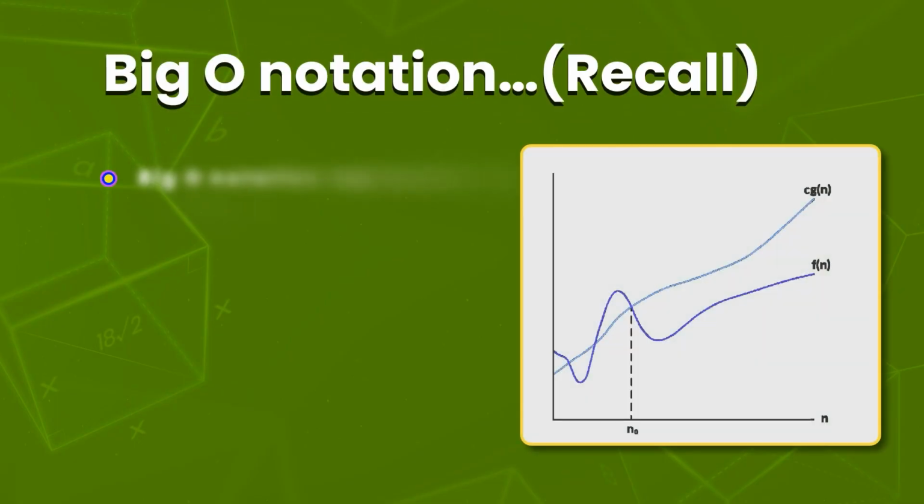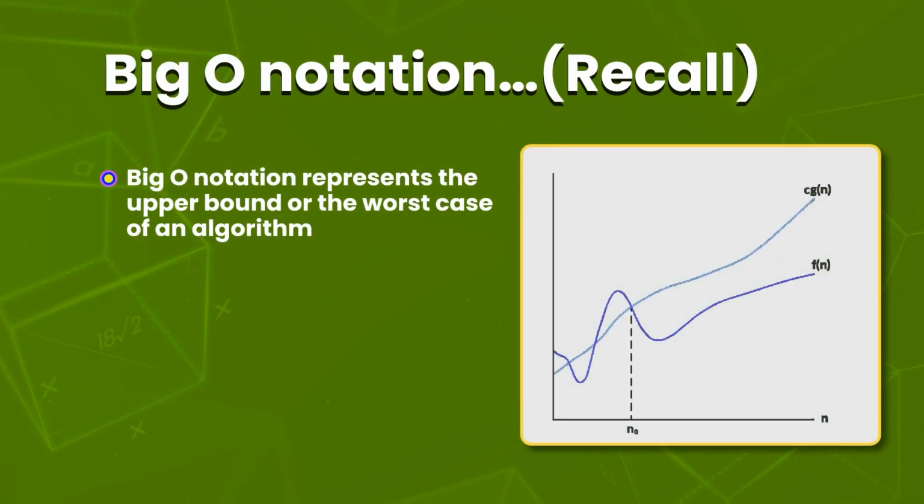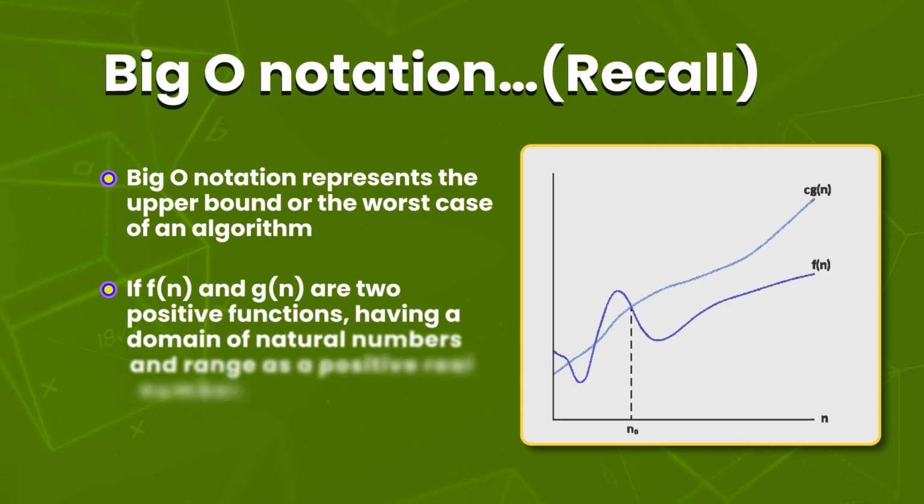Let's try to recollect the big O notation which we have done earlier. What was big O notation doing? It was representing the upper bound or the worst case of an algorithm. So f(n) is the function for which we are doing the asymptotic bound, and we are saying that it is bounded by the function c g(n).